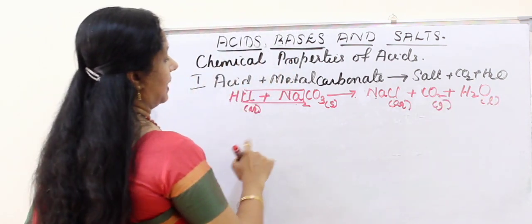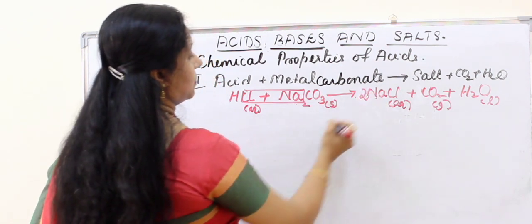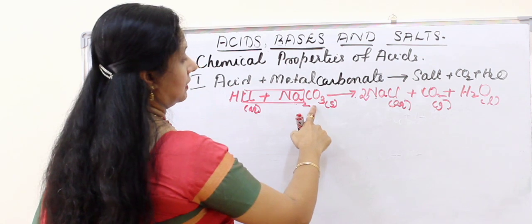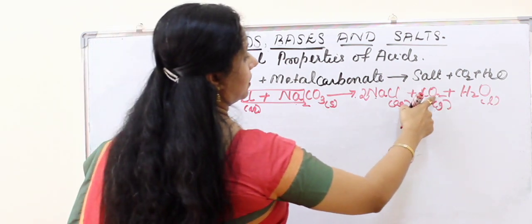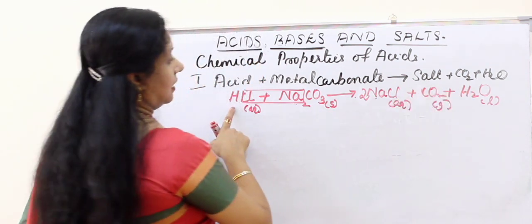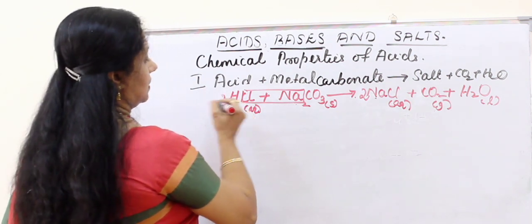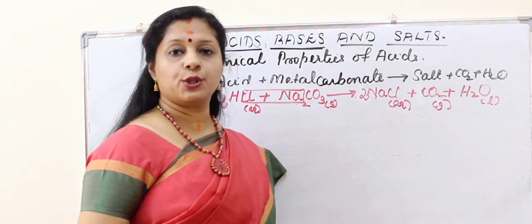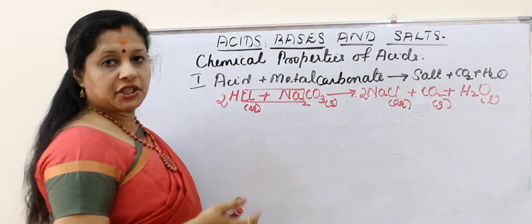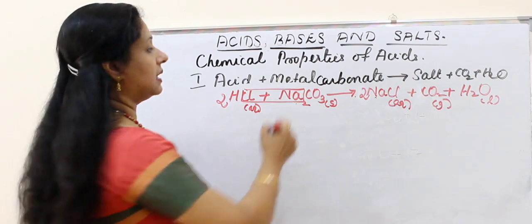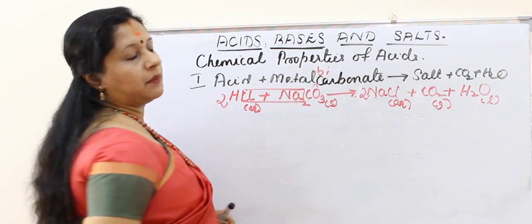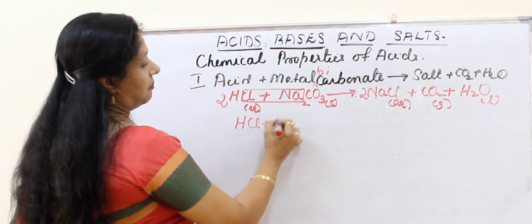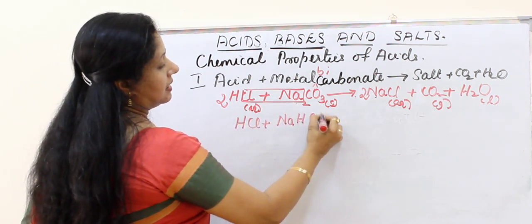So coming to the balancing: sodium 2, so 2; carbon 1, oxygen 3, so 2 plus 1, 3; then hydrogen 2, chlorine 2. So 2HCl plus Na2CO3 gives 2NaCl plus CO2 plus H2O. If the reaction is with a metal hydrogen carbonate, or metal bicarbonate as we say, meaning one hydrogen is also there, it will become HCl plus NaHCO3.